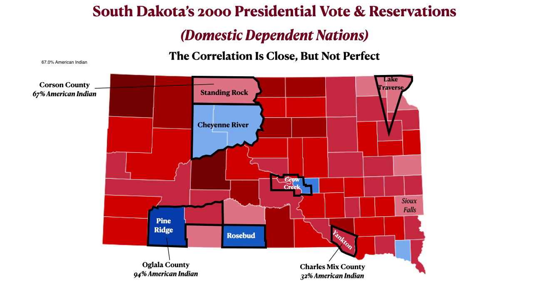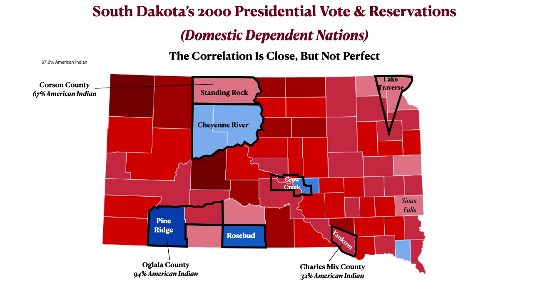What I've done with heavy black lines is to indicate Native American reservations or domestic dependent nations, probably a better term, and overlay that on the map of the most recent presidential election. And you can see a pretty clear correlation, but not perfect. Standing Rock Reservation, for example, is light pink.